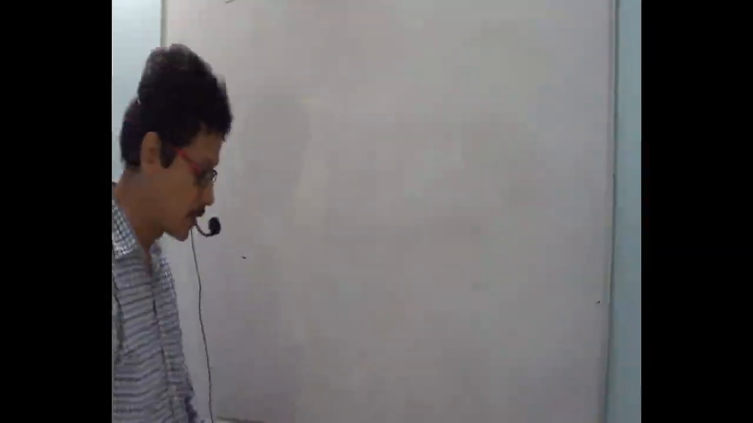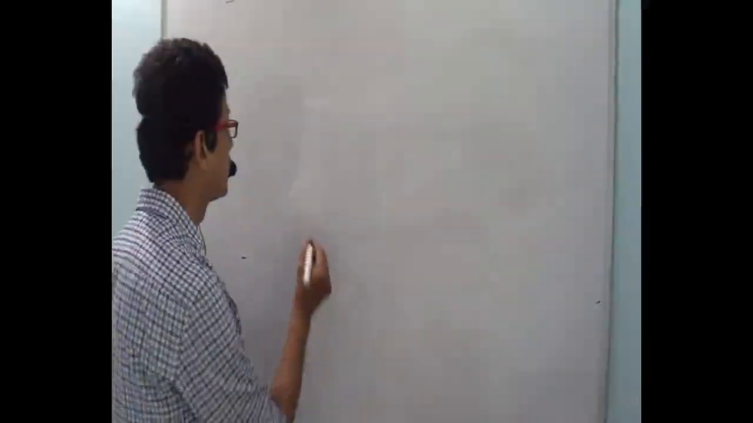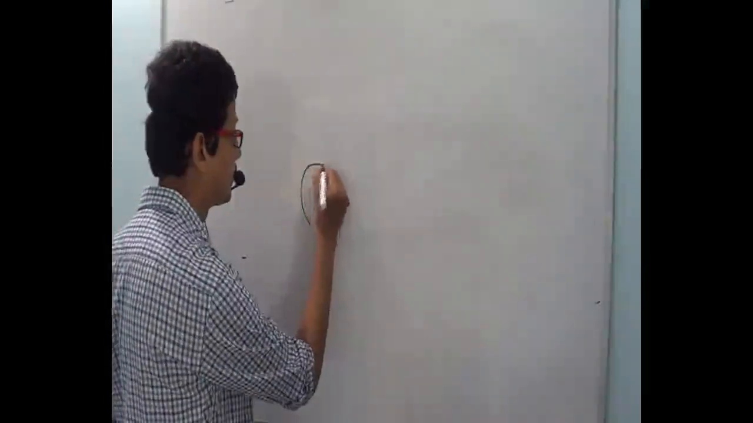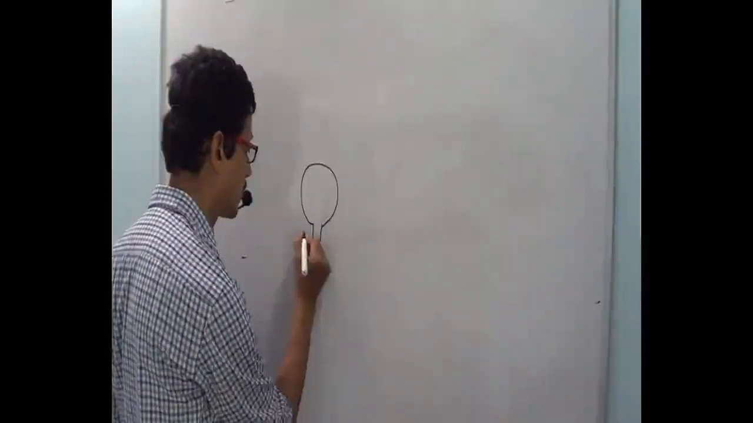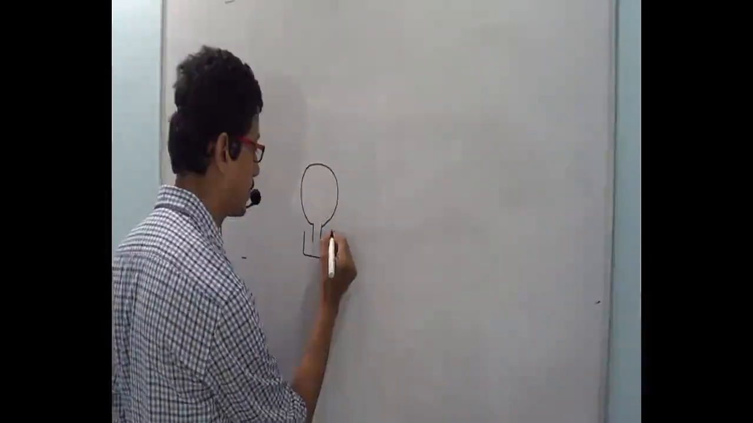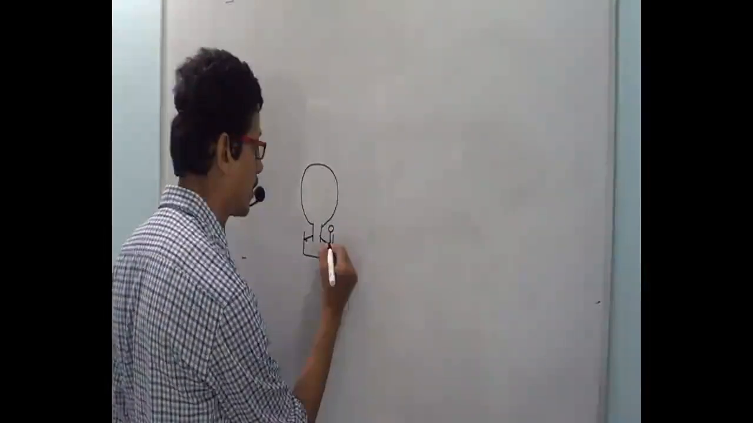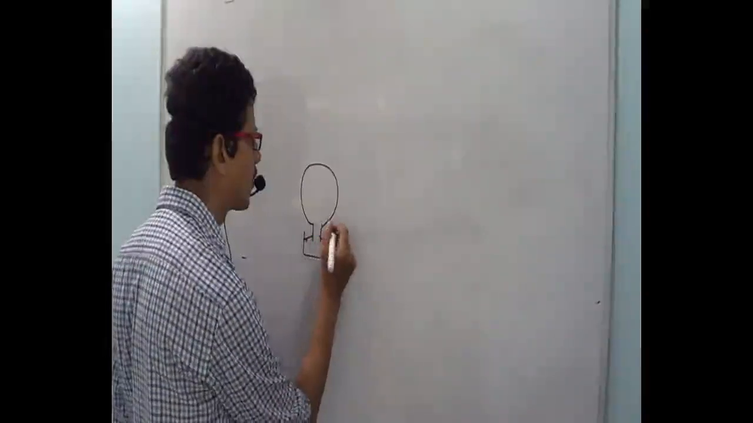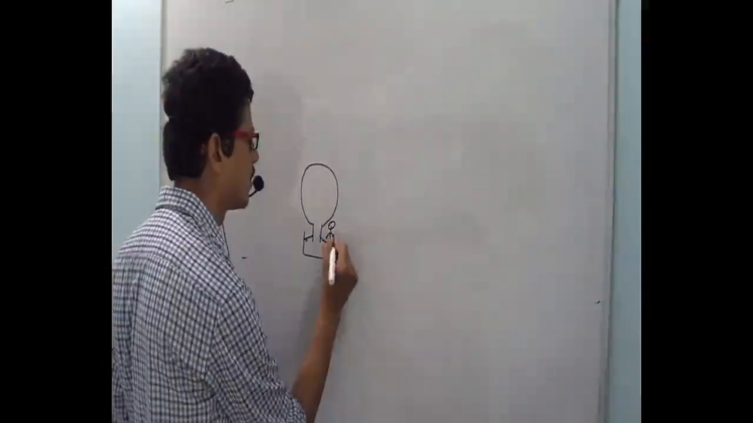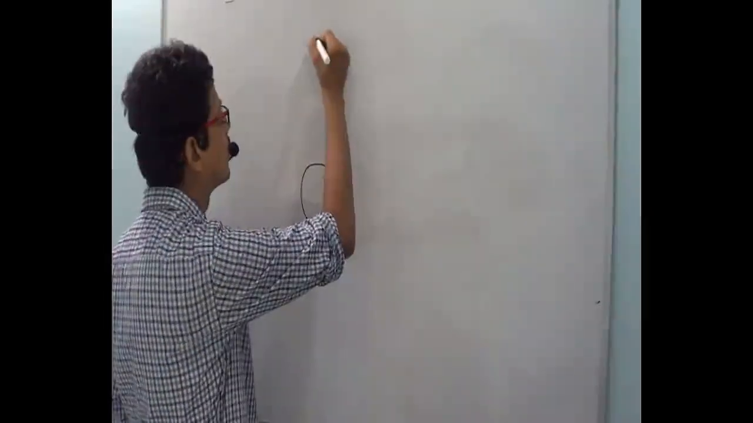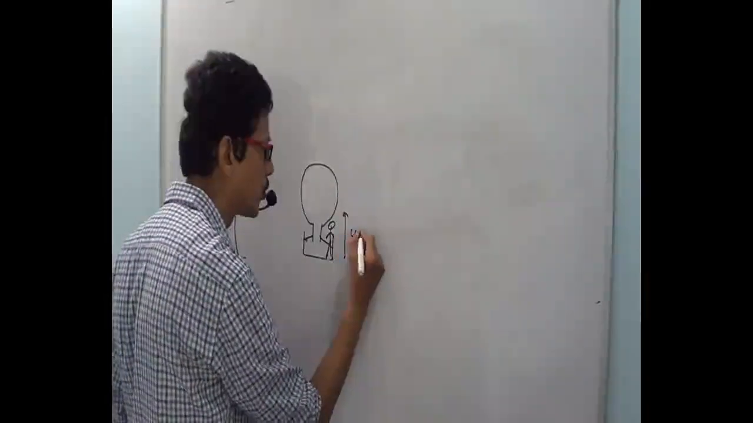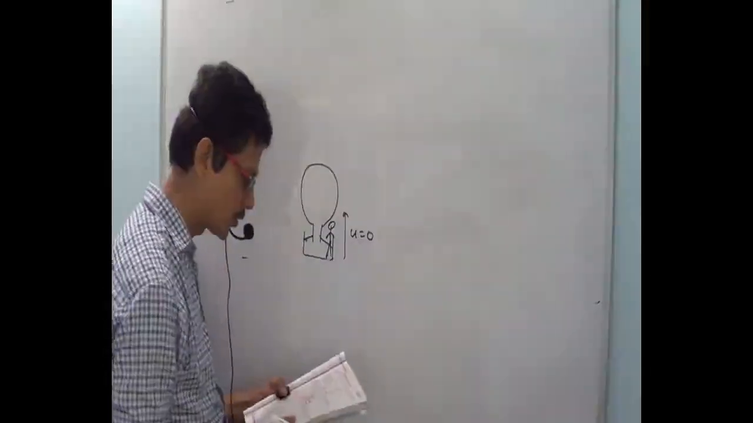So one matching question is there. A balloon rises up. There is a balloon, and this is fixed. We are standing somewhere over here, and this balloon is going up, and its initial speed is 0.